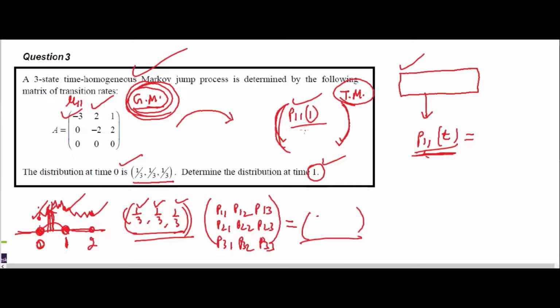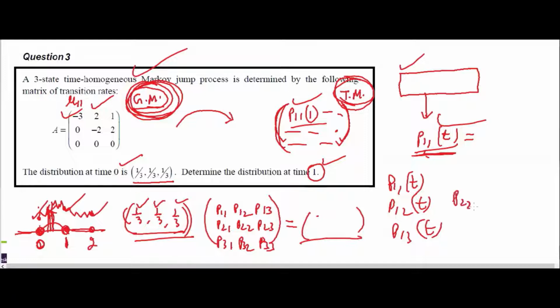Directly, this matrix you will get. So you have to find all these P11(t). Then if you put t=1, you will get the probabilities. So what you are doing is finding the transition matrix from the generator matrix. That means you have to find all of them. How many are there? 9: P11(t), P12(t), P13(t), all the way to P33(t).